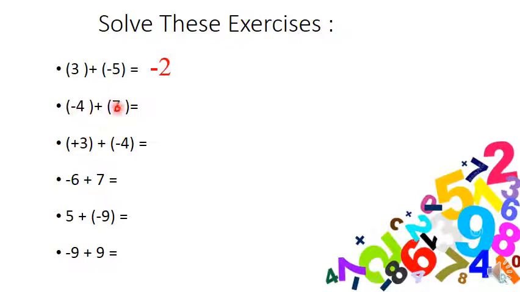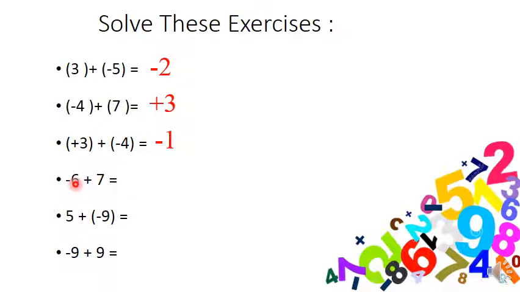Minus 4 plus positive 7. We subtract 7 minus 4. It's 3. Who's greater, 4 or 7? 7 is greater than 4. So the answer is positive 3. Here we have positive 3 plus negative 4, different signs. Subtract and put the sign of the greater number. Okay, we are comparing just the numerical part, just the numbers 3 and 4. Who's greater? 4. So the answer will take the sign of 4. The answer will be negative 1.